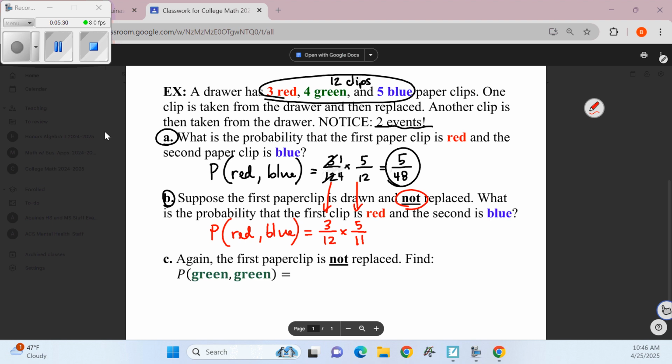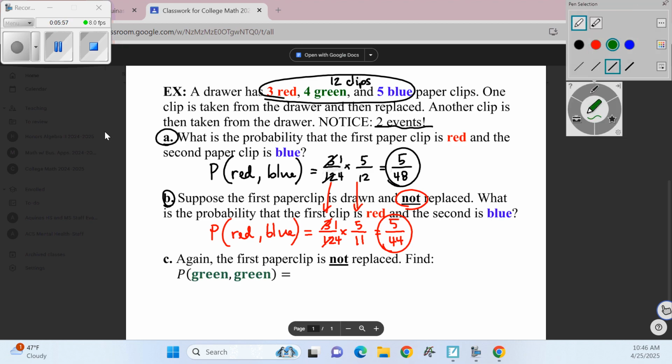Because we've got to account for the fact that they're not really independent events. This second draw depended on the fact that I took one from the first one. But we sort of create independent events by just adjusting the denominator. So again, to make the multiplication easier, let's reduce the first fraction. So 1 times 5 gives us 5 over 44. So the probabilities are slightly changed here. Let's do part C, and then we're all set here.